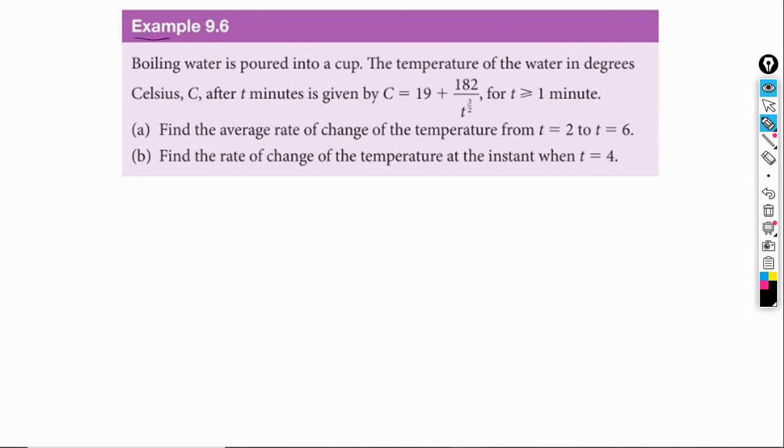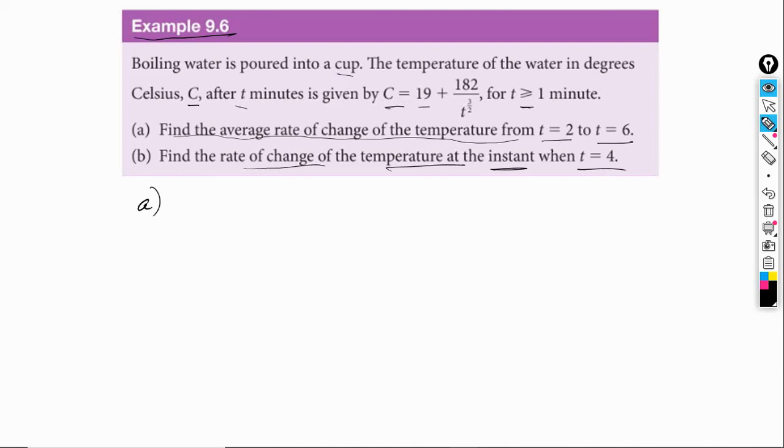Okay, so next is example 9.6, and it says boiling water is poured into a cup. The temperature of the water in degrees Celsius, C, after T minutes is given by C equals 19 plus 182 over T to the power of 3 halves, for T greater than or equal to 1 minute. Letter A, find the average rate of change of the temperature from T equals 2 to T equals 6. Letter B, find the rate of change of the temperature at the instant when T equals 4.